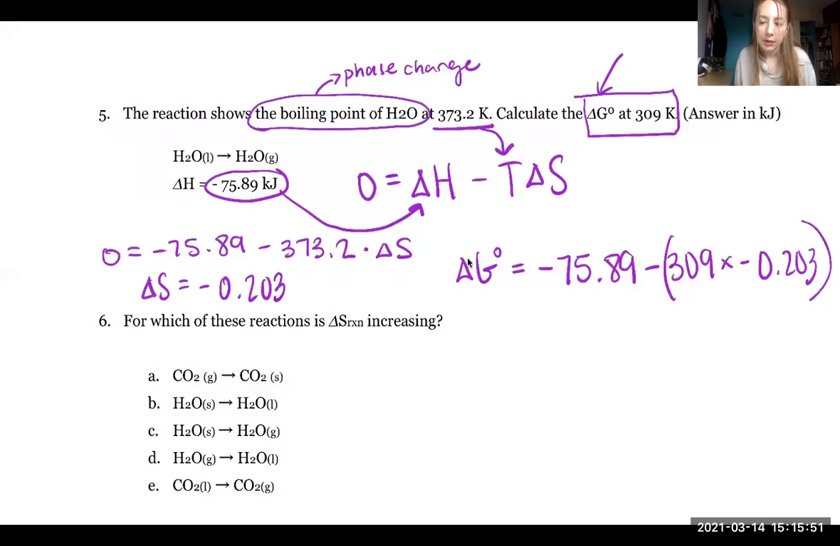Jerry asks, if the temperature of the reaction is 309, then why are we saying that delta G is 0?